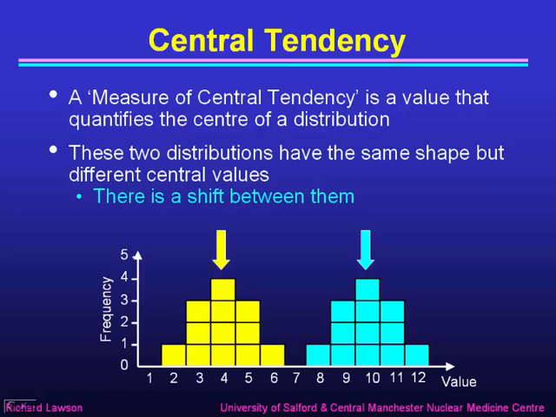For example, these two distributions have got the same shape, but they've got different central values. The blue distribution is further to the right than the yellow one. It has higher values on average, so there's just a shift between the two distributions. So the central tendency describes the typical value of the distribution.